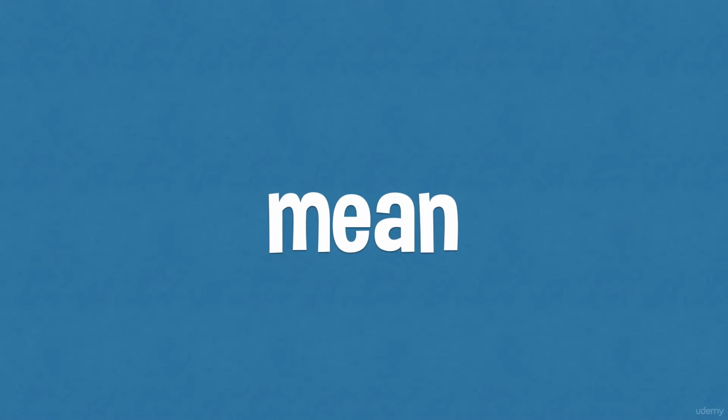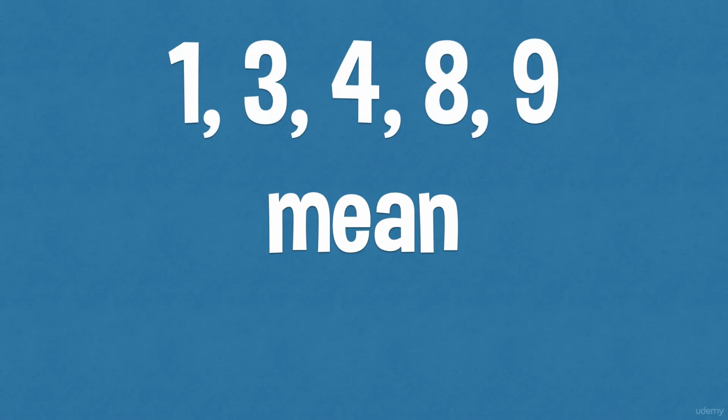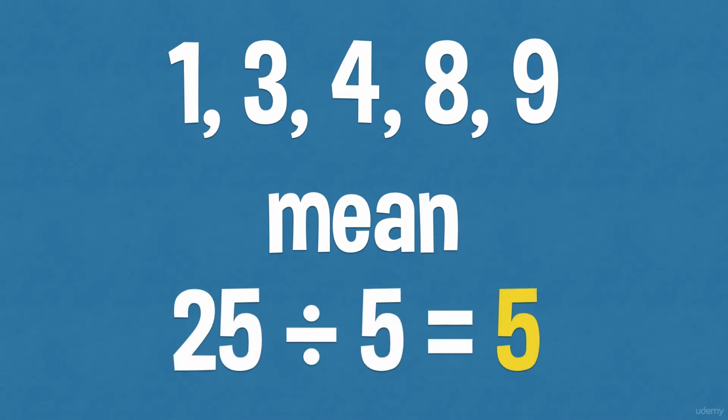Mean is another word for average. The mean is a number that is the average of a set of numbers. So, for example, if you have the numbers 1, 3, 4, 8 and 9, if you add those numbers up, you get 25. And there are 5 numbers there. So you do 25 divided by 5, and the answer is 5. So the mean of those numbers is 5. Whereas the median of those 5 numbers is 4.